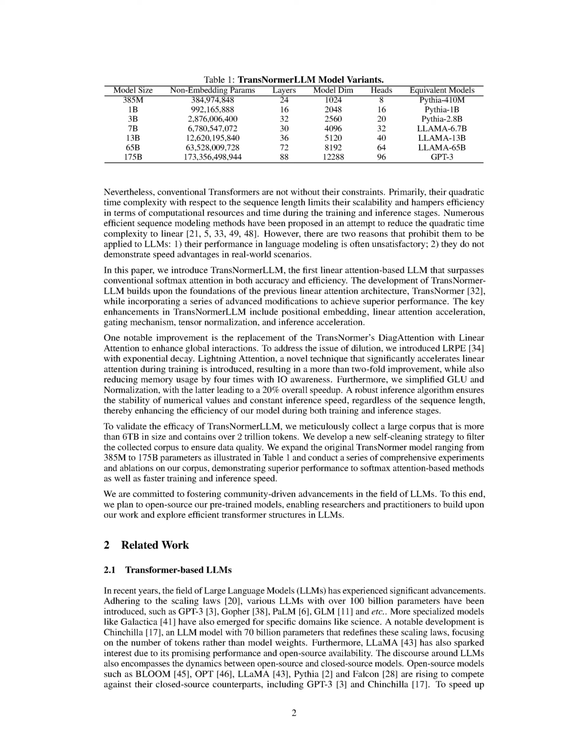In this paper, we present TransNormerLLM, the first linear attention-based LLM that outperforms conventional softmax attention in both accuracy and efficiency. We've built upon the foundations of the previous linear attention architecture, TransNormer, and made a series of advanced modifications to achieve superior performance. These enhancements include positional embedding, linear attention acceleration, gating mechanism, tensor normalization, and inference acceleration. One significant improvement is the substitution of the TransNormer's diag attention with linear attention to boost global interactions.